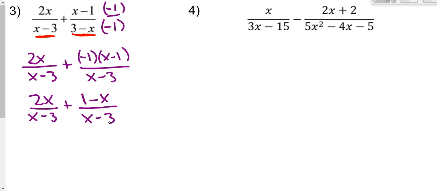Okay, we have a common denominator. We can go ahead and add these numerators together. 2x plus 1 minus x is going to be x plus 1, and that's over x minus 3.